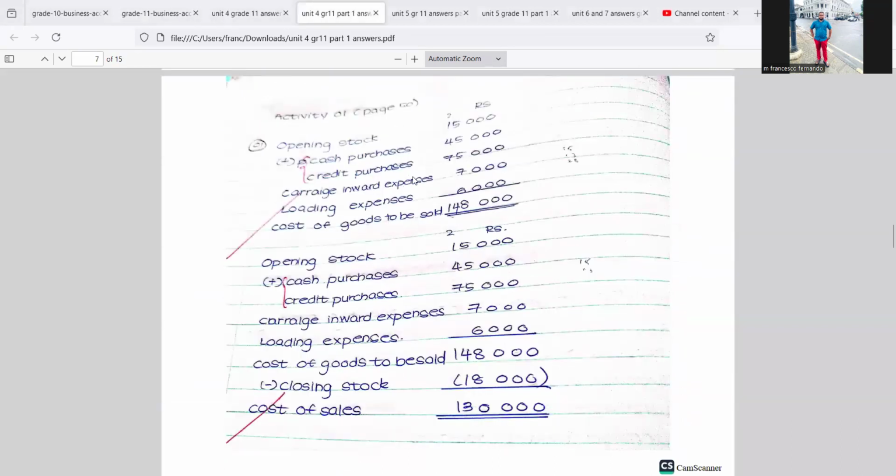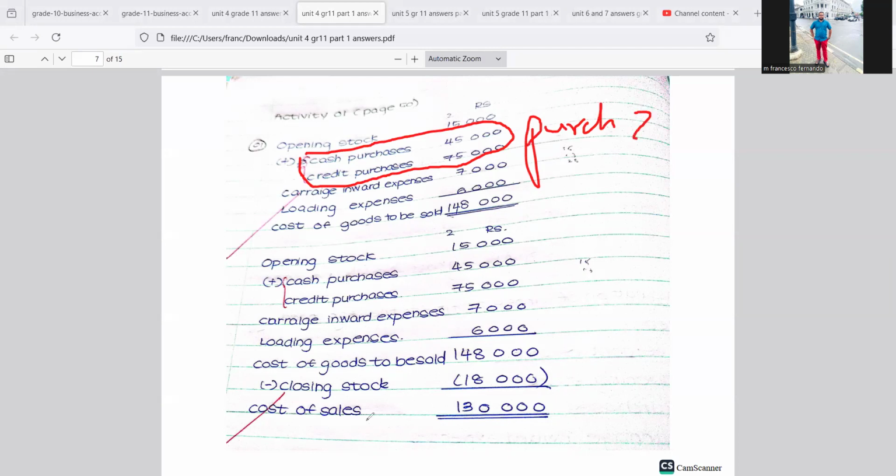Here in the first part, the cost of goods to be sold is calculated. We take the opening stock, add purchases, adding carriage inwards and loading expenses. The student has taken the purchases separately, but you can add up both and write one single purchase figure, right? This is a last year student. Here you can write a single purchase figure.